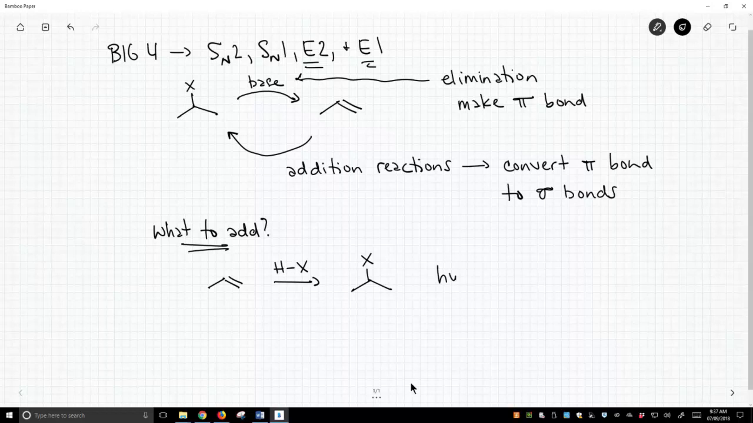These are called hydrohalogenations. Why do you call them hydrohalogenations? Well, we're adding an X, we're adding a halogen, and we're adding a hydrogen. And I haven't shown explicitly the hydrogen, but we've added an extra hydrogen to that carbon. So we had 2 hydrogens here, and now we have 3 hydrogens over here to complete the octet.